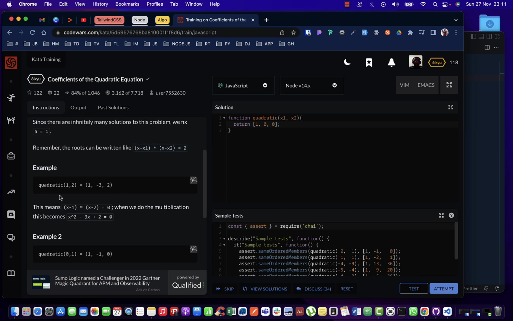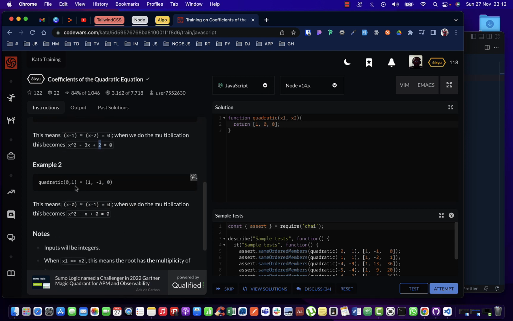So in this example, we have quadratic 1 and 2, with 1 being the first root and 2 being the second. And it's saying that this will end up being the coefficients. So in this case, based on this, (x minus 1) times (x minus 2) is equal to 0, just as is expressed here. And when we do the multiplication, it becomes this. So we can see 1, which is the coefficient here, minus 3, which is that here, and then constant 2, which is here.